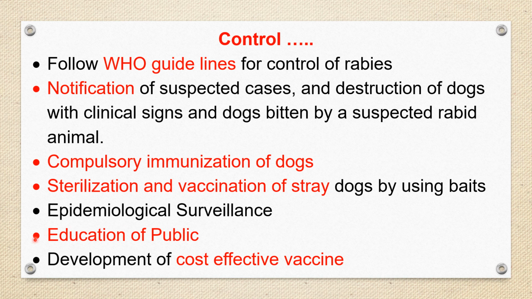And a very important thing is, the present vaccine is a very costly vaccine. So development of a cost-effective vaccine, so that people can afford the vaccination program. This development of a cost-effective vaccine is also a very important step for a successful vaccination program.